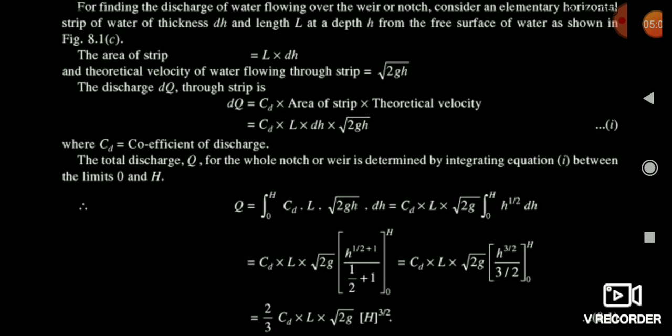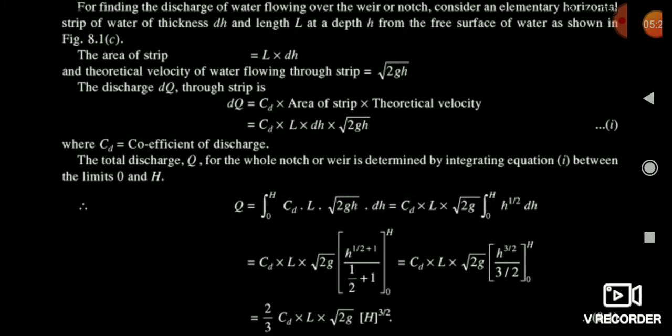Whenever two heights are given, h1 and h2, then it is going to be h1 to the power 3 by 2 minus h2 to the power 3 by 2. Whenever only one height is given, then you can simply put h to the power 3 by 2. And friends, on this topic, a question has been asked in this year 2020 paper. You can solve that question also, and I will further solve questions regarding this topic.